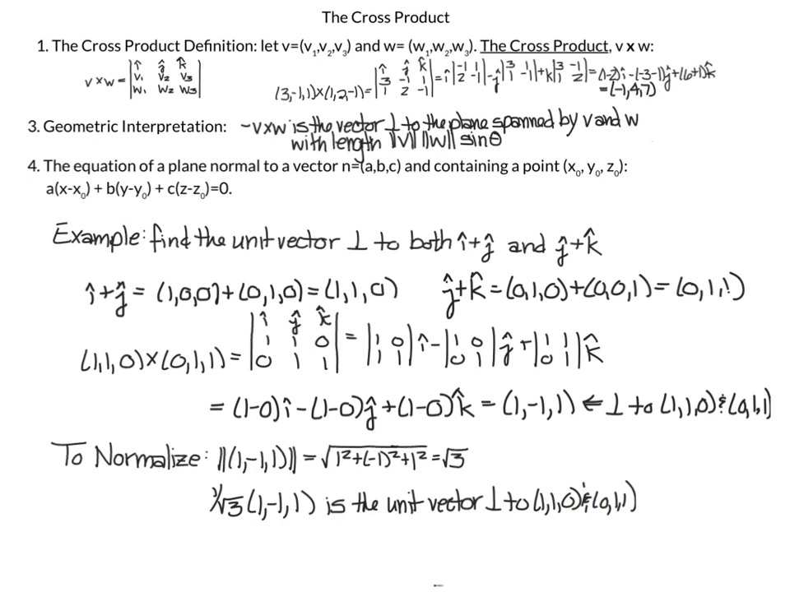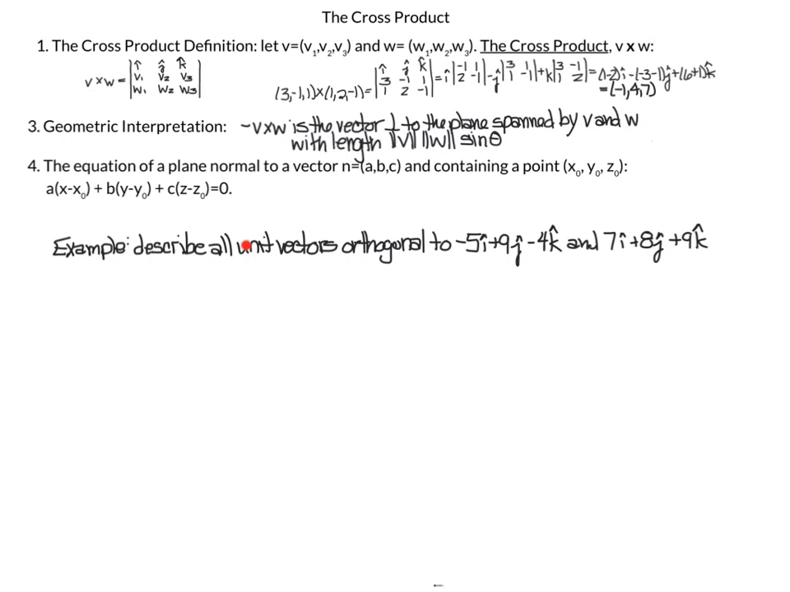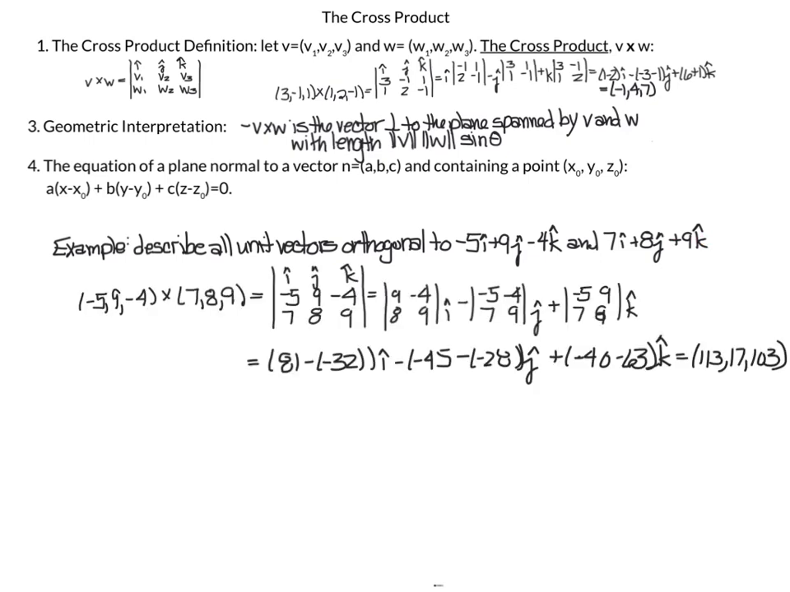The next example is to describe all unit vectors orthogonal to negative 5i plus 9j plus 4k and the vector 7i plus 8j plus 9k. I first convert my minus 5i, 9j, 4k to minus 5, 9, minus 4, and then I have my 7, 8, 9 vector here. And I take the cross product. So the cross product, I have my i, j, k direction vectors. I have my minus 5, 9, minus 4, 7, 8, 9.